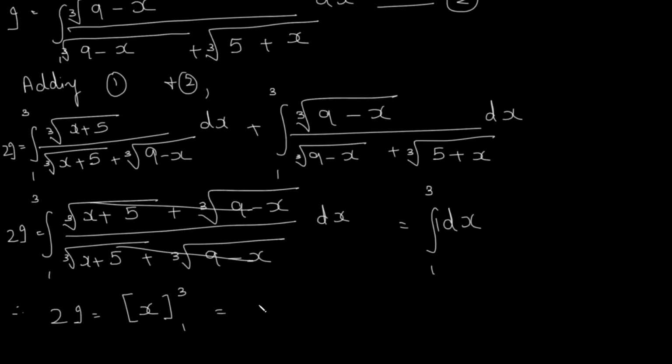Now upon applying the limit of integration, we are going to get 3 minus 1, I mean the lower limit is 1. So 3 minus 1, which becomes 2. And therefore we got 2i is equal to 2. And therefore I becomes 1. And 1 becomes the answer of our integration. So study this sum as a very important sum.